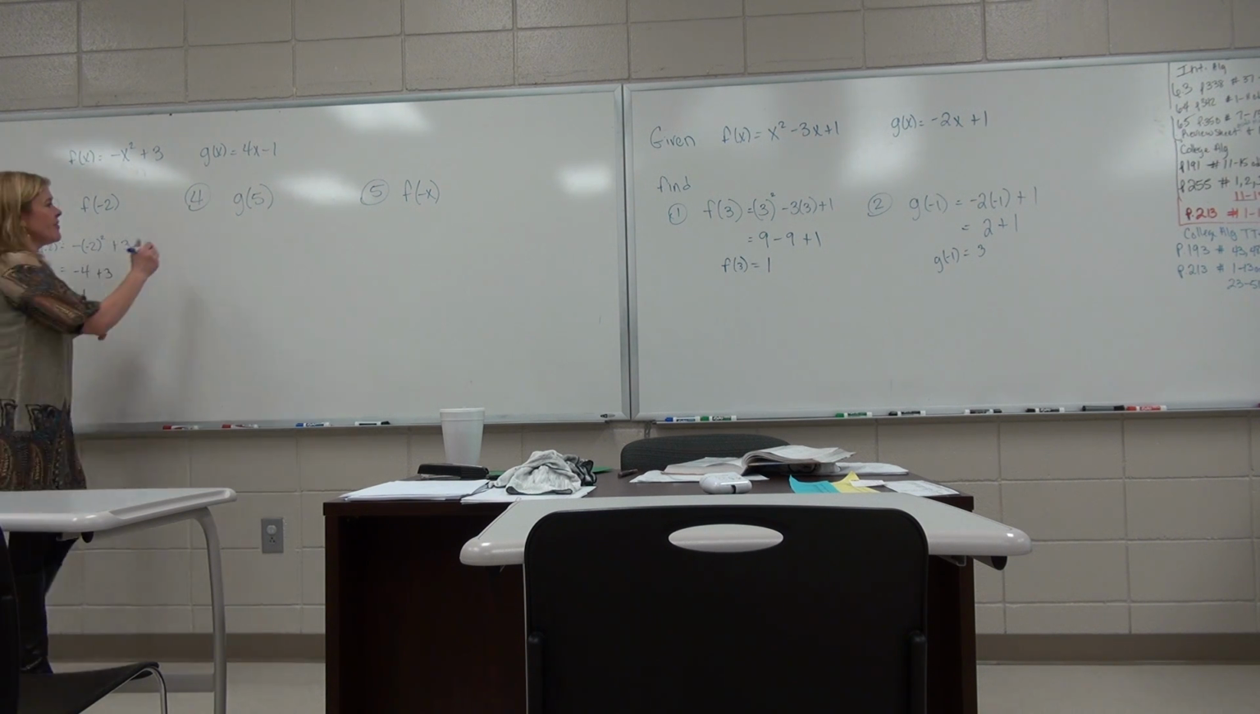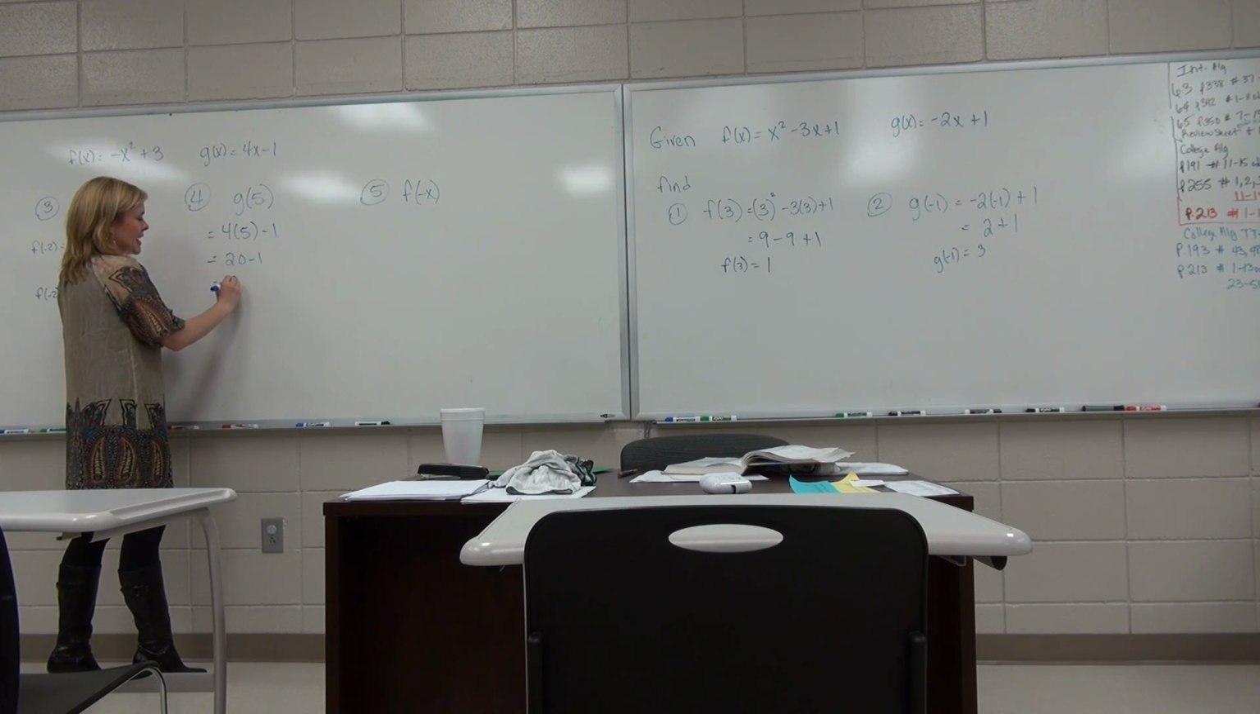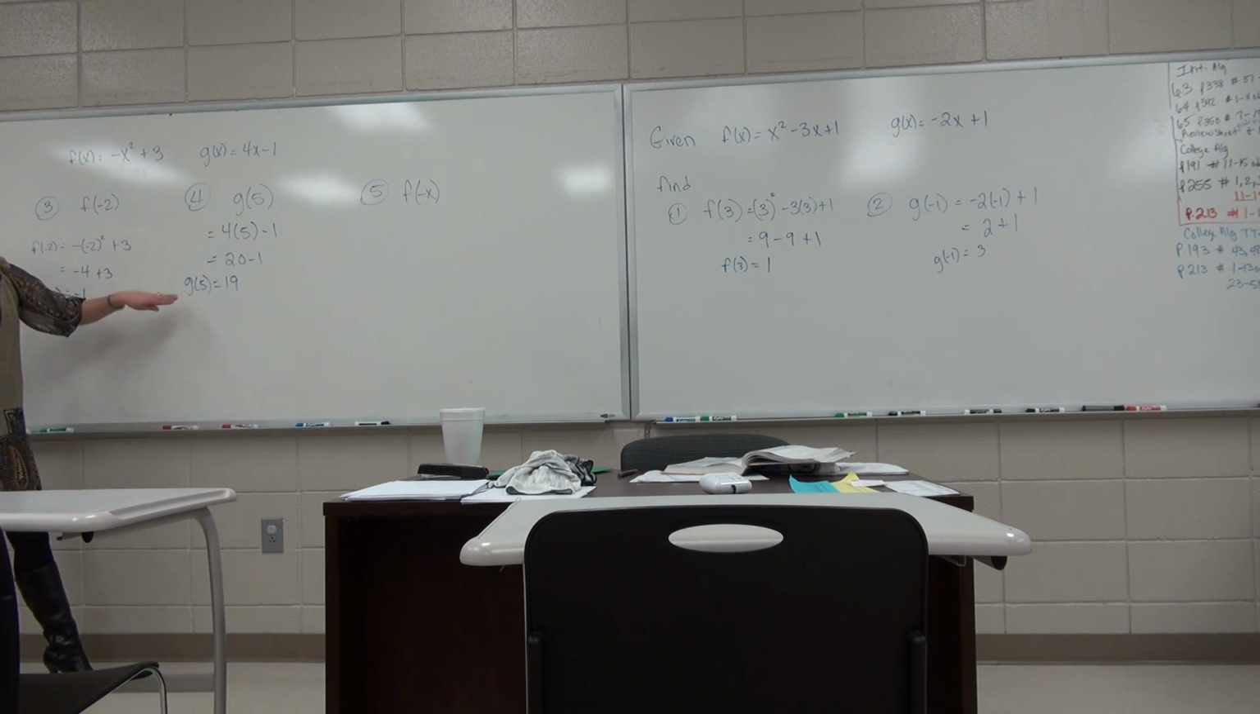If I want to find g of 5, that would be 4 times 5 minus 1, or 20 minus 1 is 19. So g of 5 equals 19. That means the point (5, 19) is a point on that line.